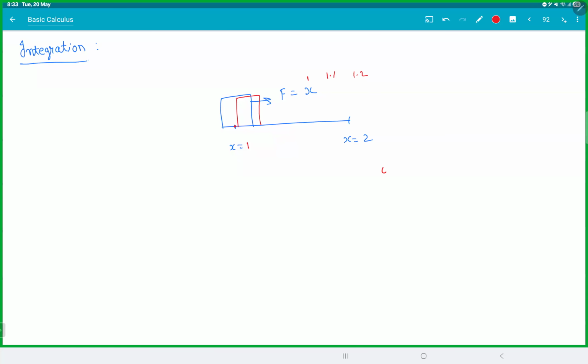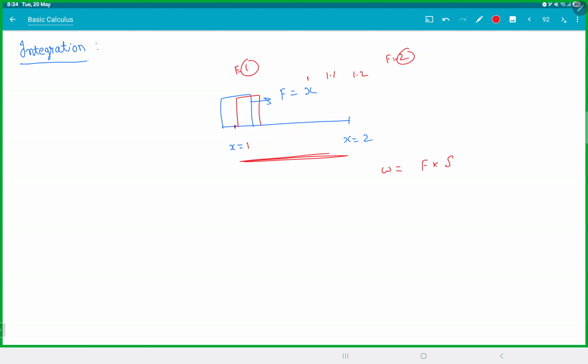Now, when I say work done is force into displacement, displacement I know is 2 minus 1. But what will I take force as? The value of the force is changing from 1 to 2 continuously. Will I take 1 as the force? Will I take 2? Will I take 1.5? How much should I take? You're getting the problem?